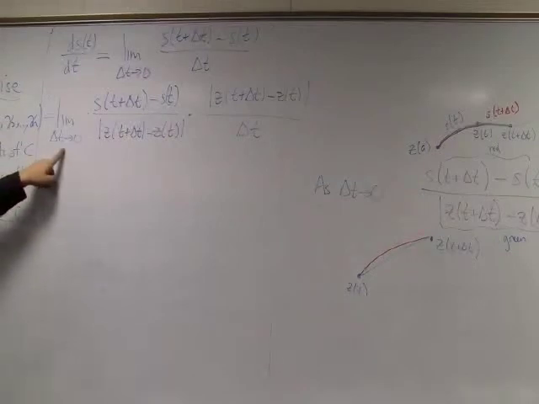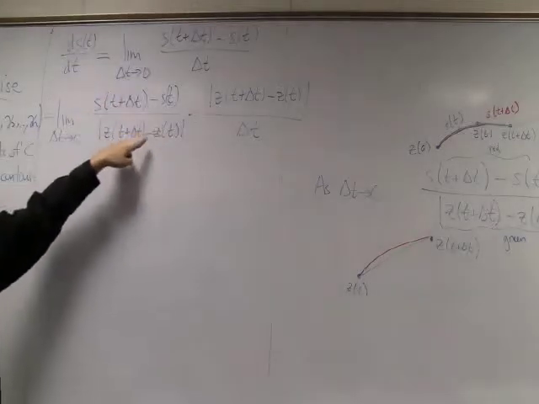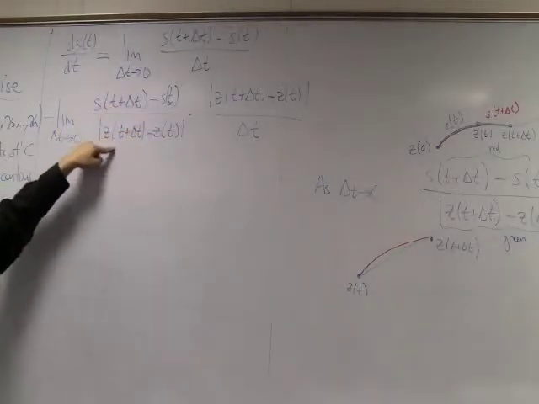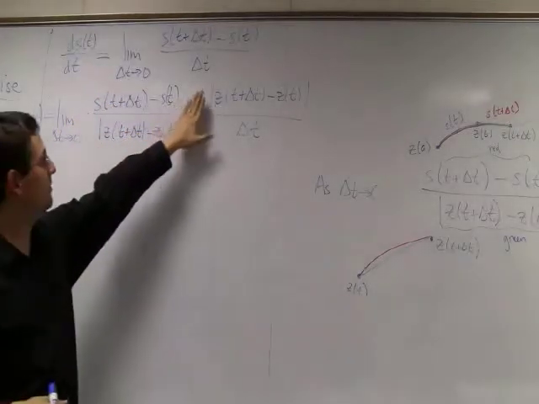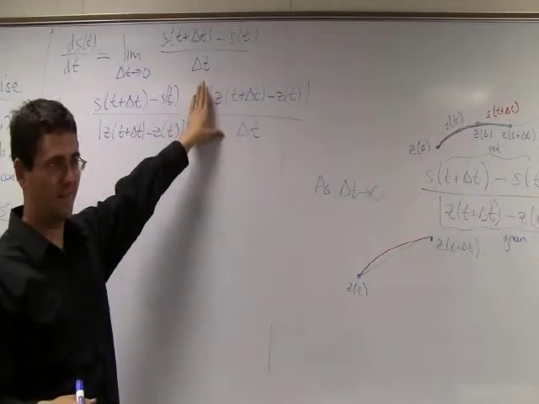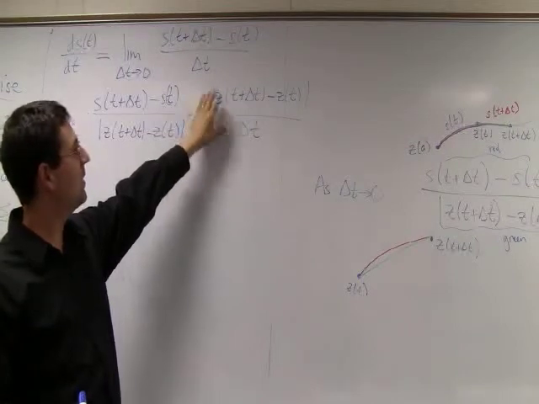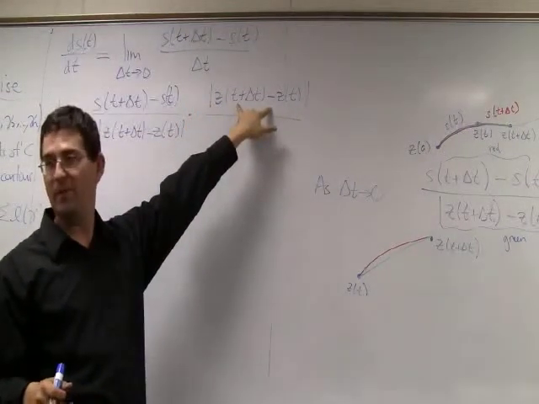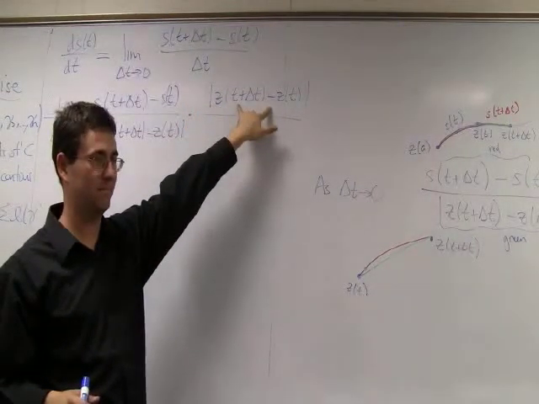And what happens as delta t goes to 0 to this first term? That goes to 1. So then you're just left with this. And what is that? It's just the norm of the derivative of z.